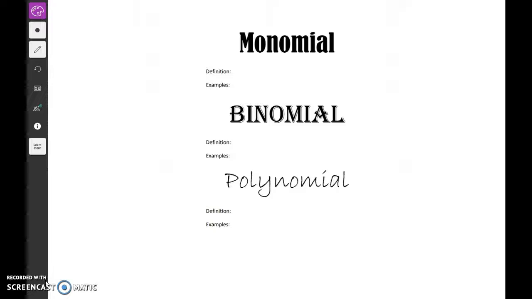All right. So the definition of a monomial is going to be a polynomial with one term. So that's the definition you should have got. An example of a polynomial with one term is x squared. Another example would be 3b cubed. Each of these have only one term.